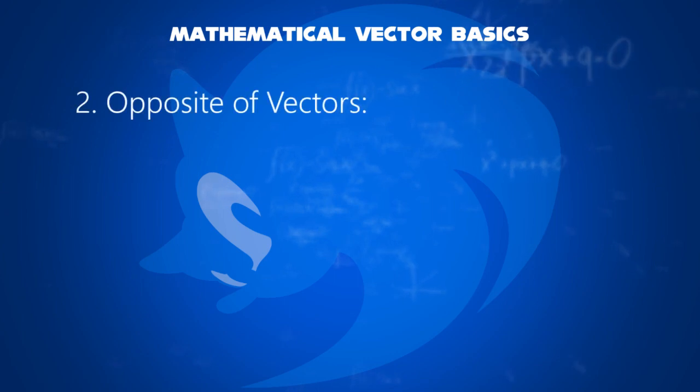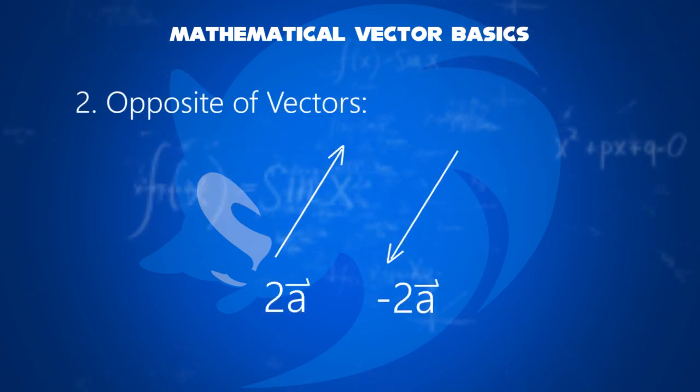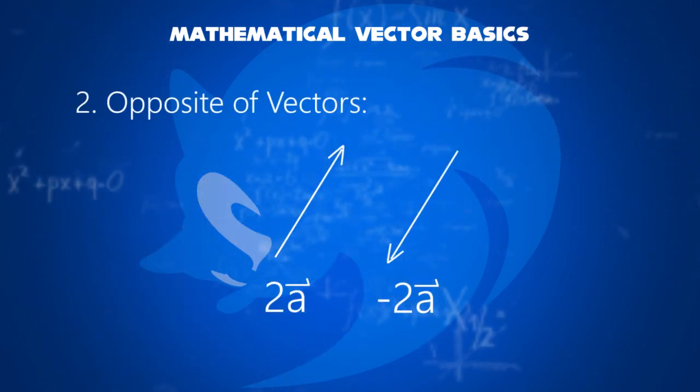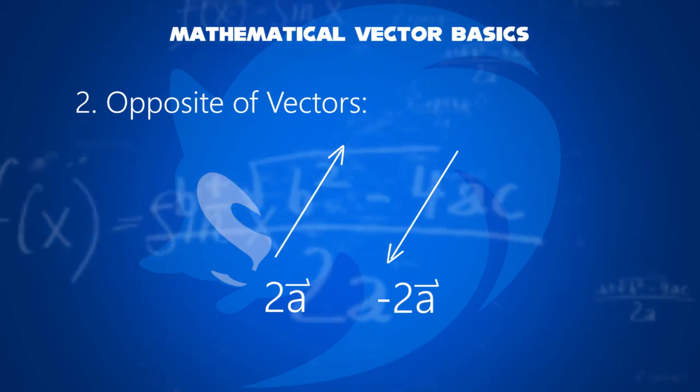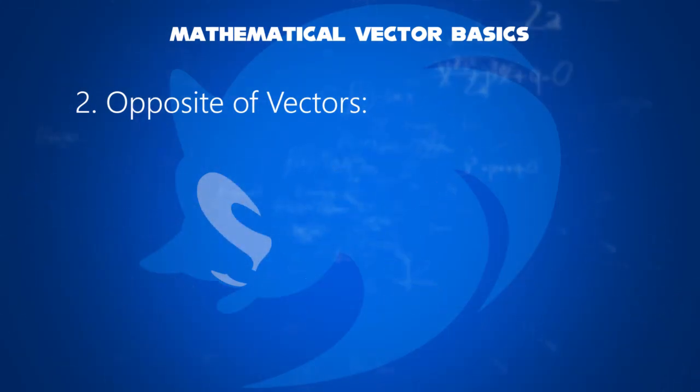Next, the opposite vectors. When another vector is opposite in direction, like the first vector 2a, the other vector will go in the negative direction, that is minus 2a.